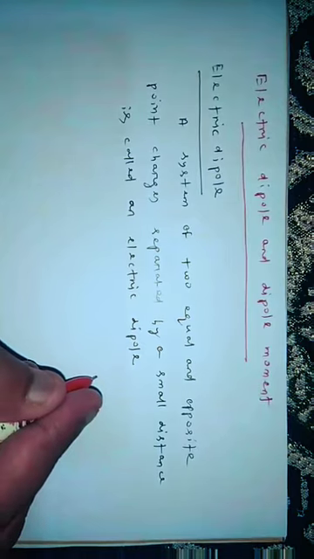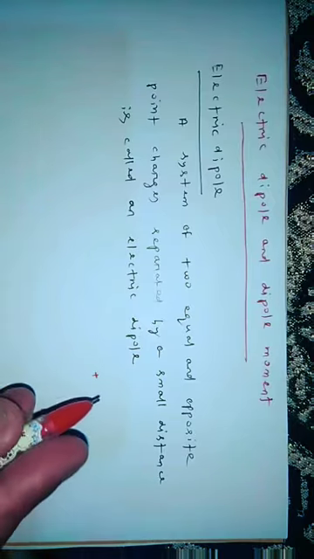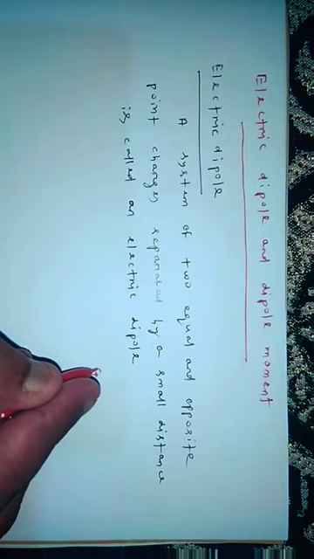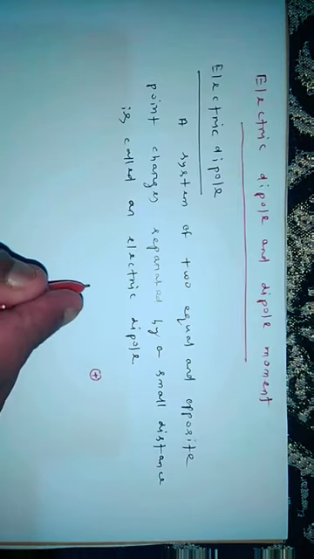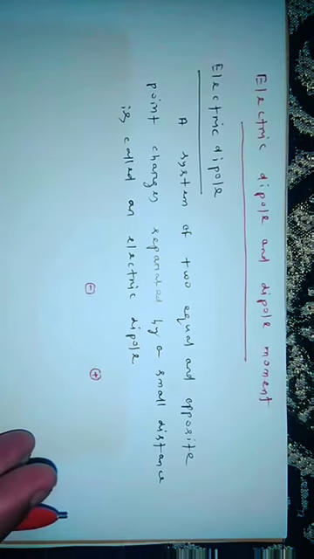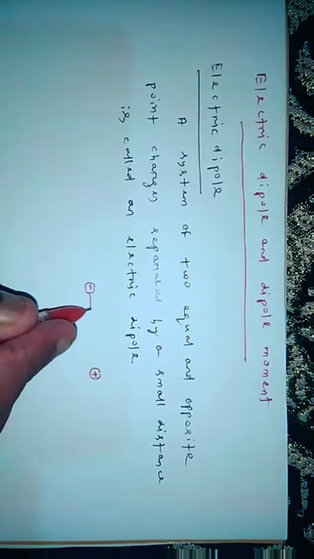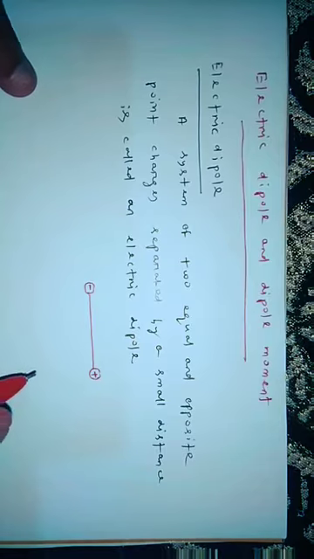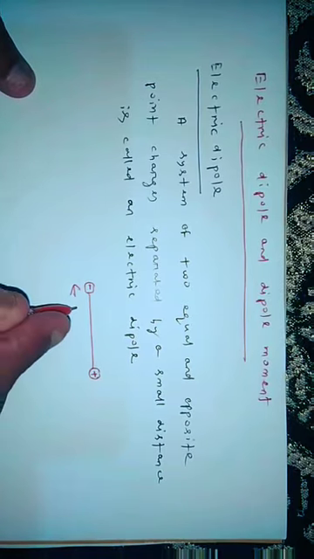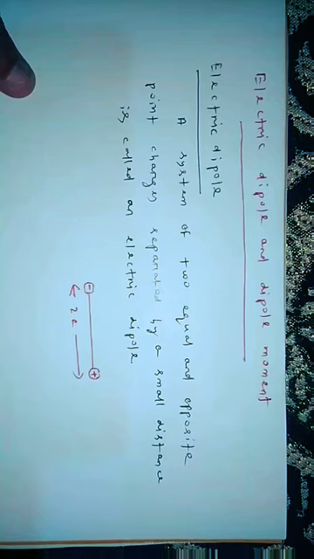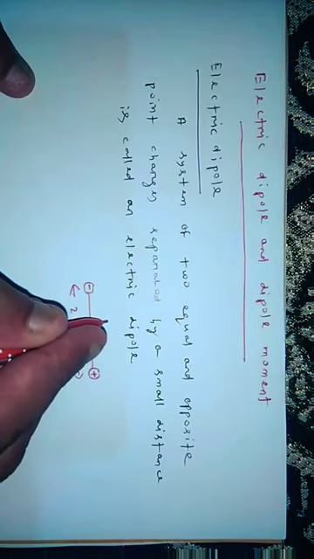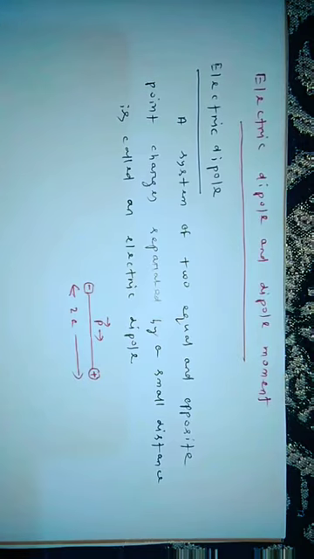So suppose these are 2 point charges minus q and plus q. They are separated by a distance 2a. Okay, so this constitutes an electric dipole, and this is the dipole moment P. So this is electric dipole. Two equal and opposite charges separated a small distance is known as electric dipole.